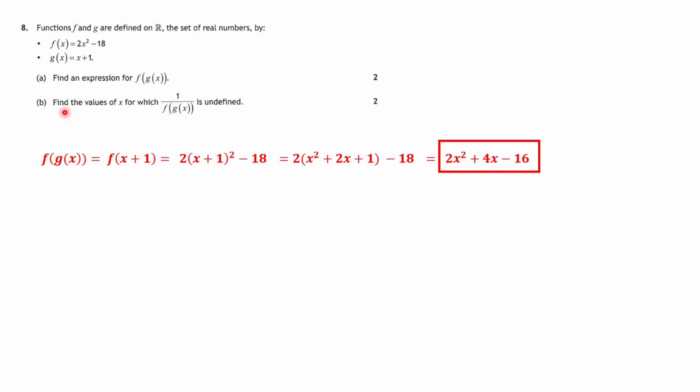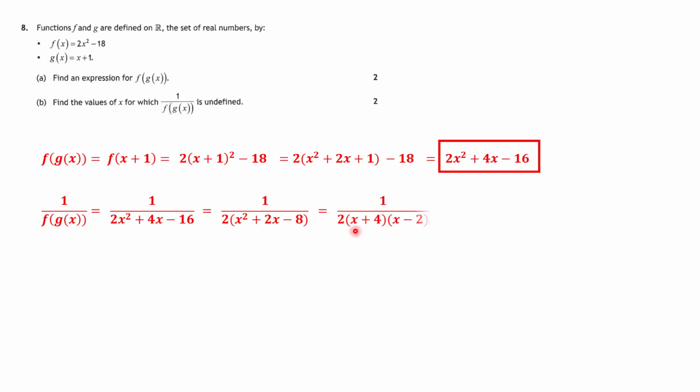Second part says, find the values of x for which 1 over f of g of x is undefined. So 1 over f of g of x will just be 1 over the answer here, which is 2x squared plus 4x minus 16. The next step is to take out a common factor of 2. You get 2 bracket x squared plus 2x take away 8. We then try to factorise this, and we can in fact factorise it. We get x plus 4 and x minus 2.